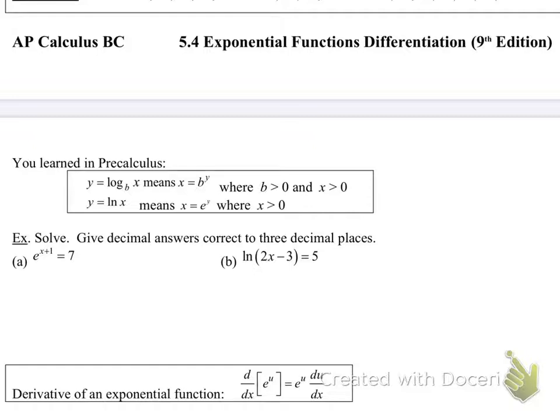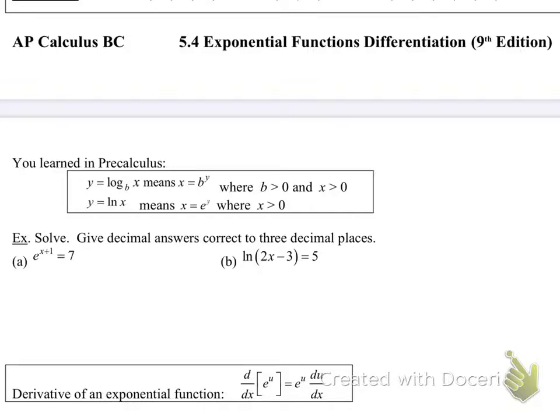Okay, we're going to talk about exponential functions differentiation. And in order to talk about that, you need to know, I don't know why it says you learned in pre-cal. I hope you learned that in Algebra 2. Y equals log base b of x means that x equals b to the y, and y equals the natural log of x means that x equals e to the y. I really hope you learned those in Algebra 2.